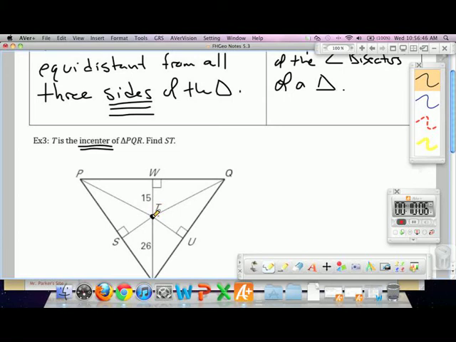That means this segment is the same length as this segment, which is the same length as this segment. Well, they're all 15. The incenter is measured to the sides. It's the same length to the sides. Cut the angles in half, it's the same length to the sides. Oh boy, how about the next one?